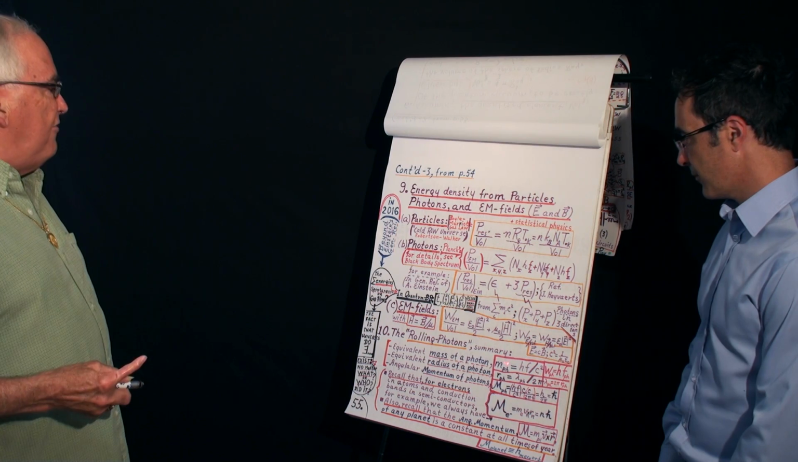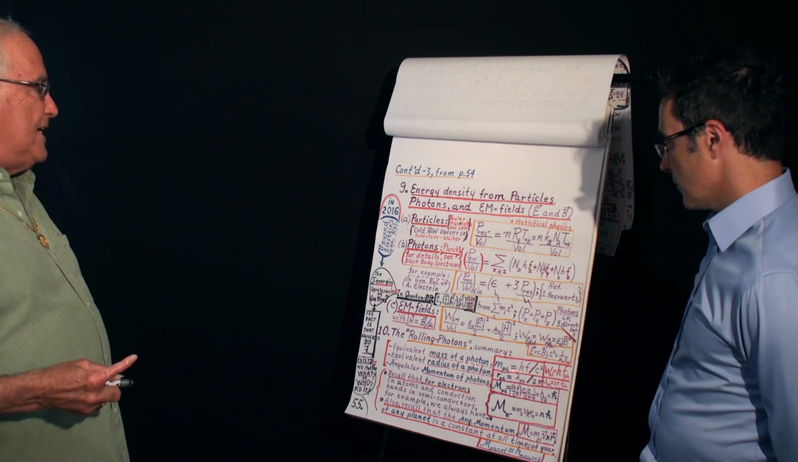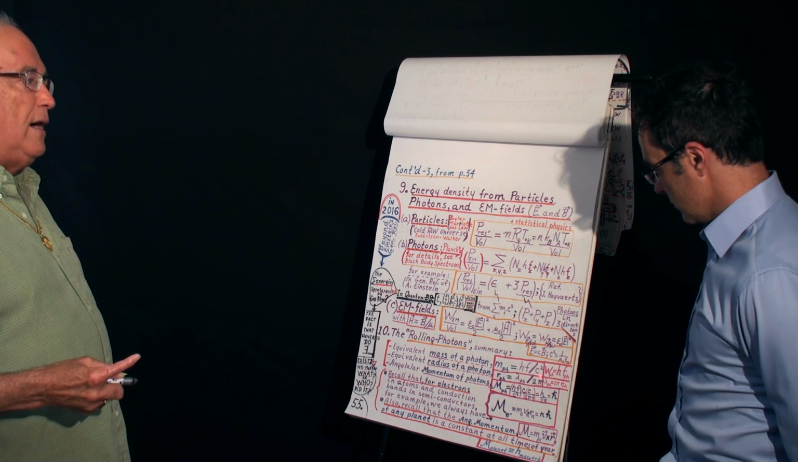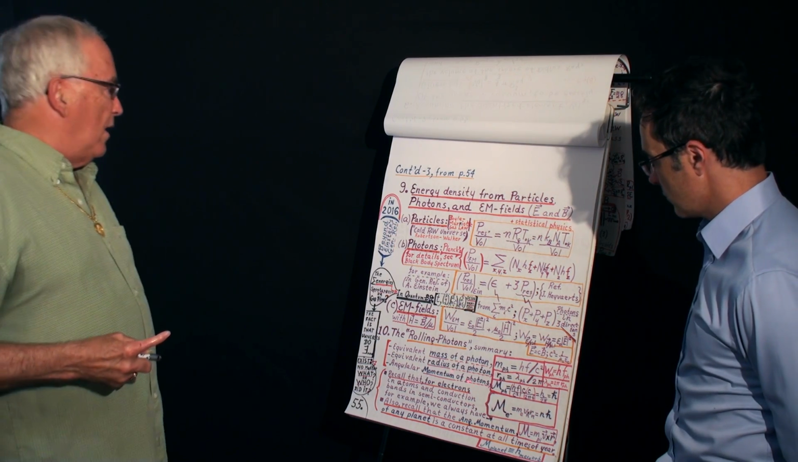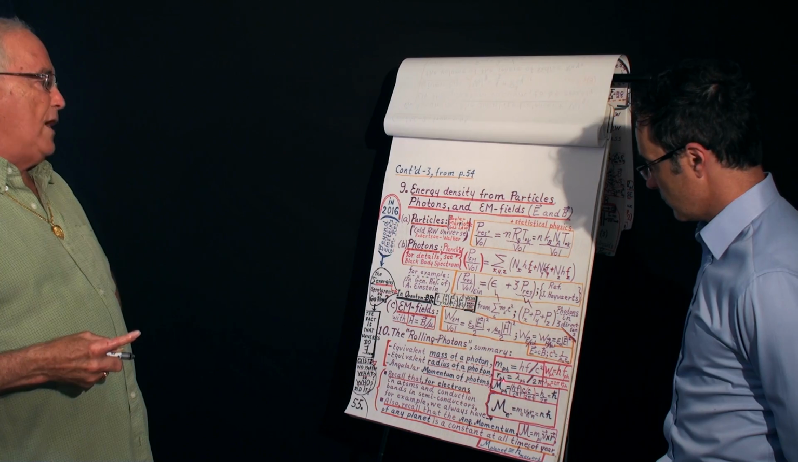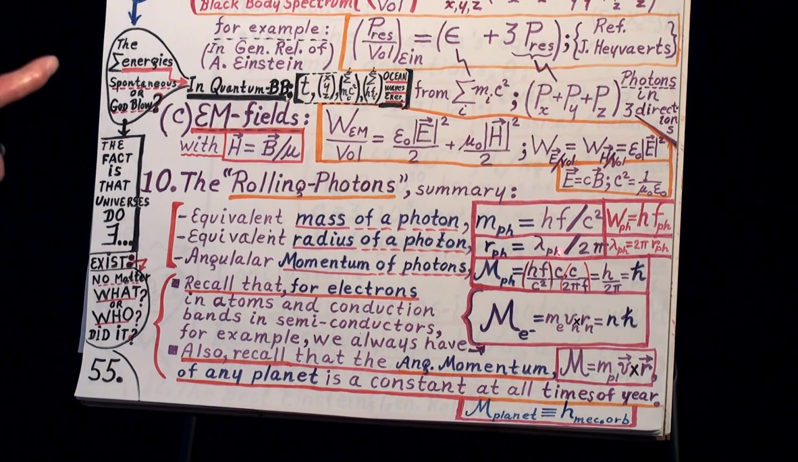Now the rolling photon summary. Equivalent mass of a photon, I mentioned it, it's the energy of the photon divided by c squared. Simply m photon equals E over c squared, okay? Equivalent radius of a photon, I've never seen anywhere, but I decided that the equivalent radius of a photon would be its wavelength divided by 2π, because it's rolling, okay?